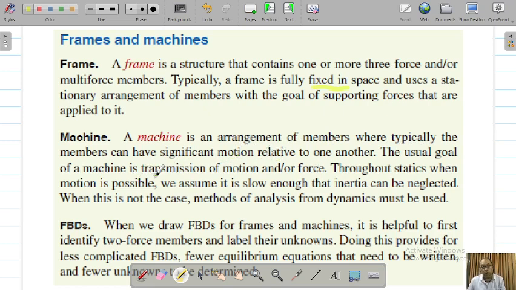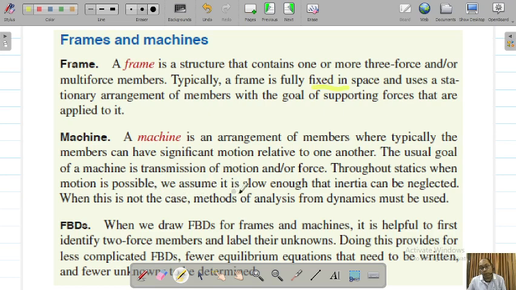The usual goal of a machine is transmission of motion, or they alter the vector of forces. And very important, one question arises: why are machines studied in statics? This is the answer.